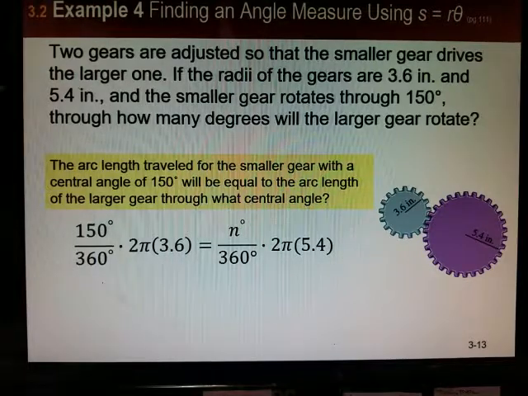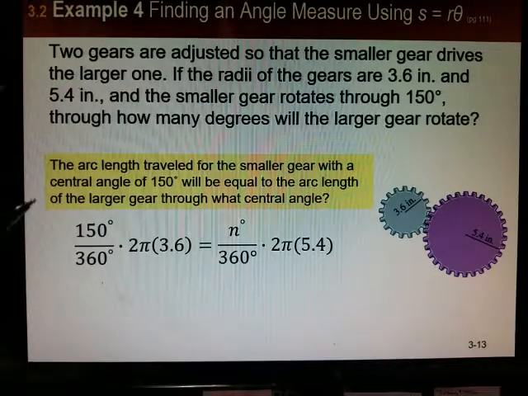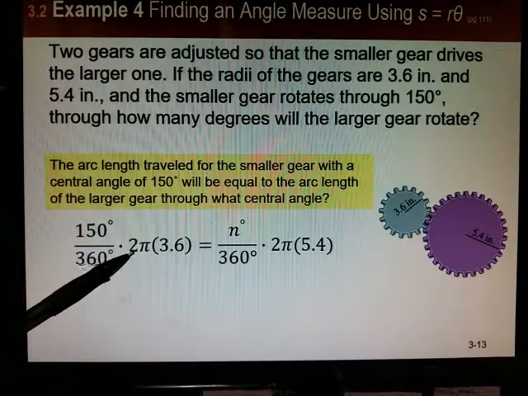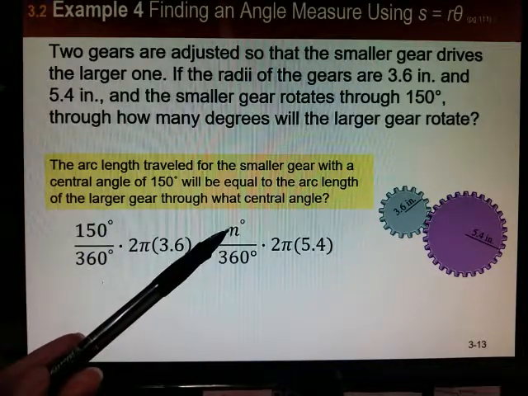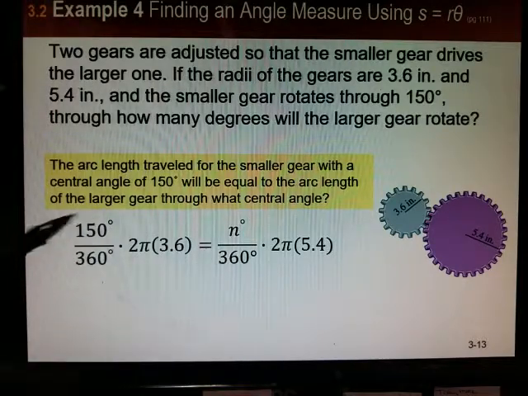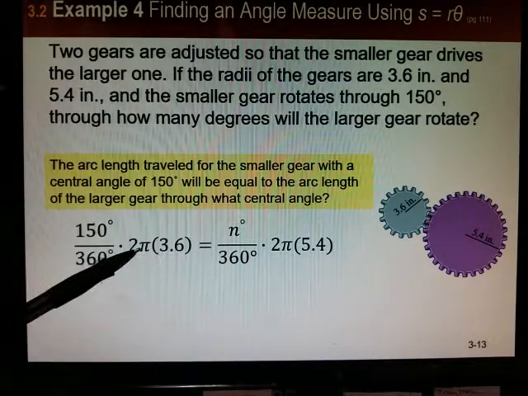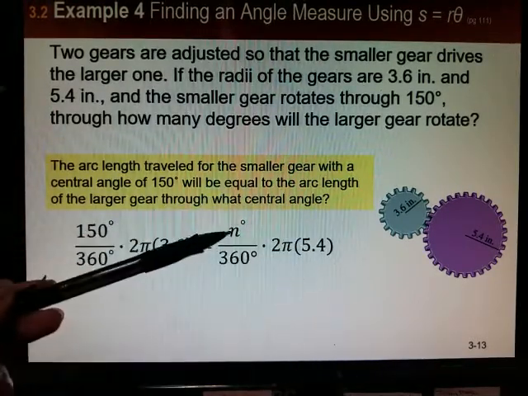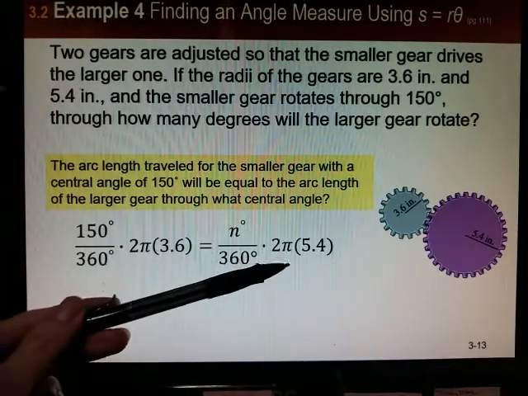So when we're looking at it here, we know that the small one went 150 degrees out of the 360 degrees times 2 pi r. The large one, we want to know how many degrees does it rotate through out of the 360. Remember, this is going to be a fraction of the circumference. That's the arc length for the little one. This is the arc length for the big one. There's the fraction times its circumference as well.